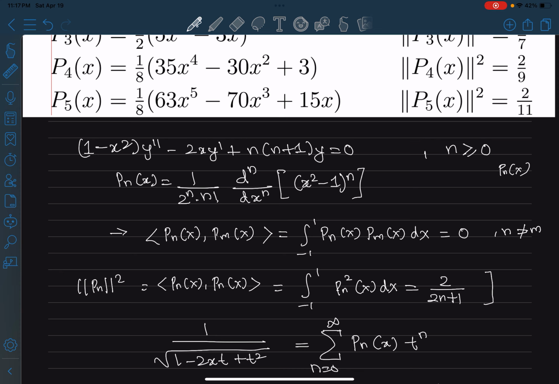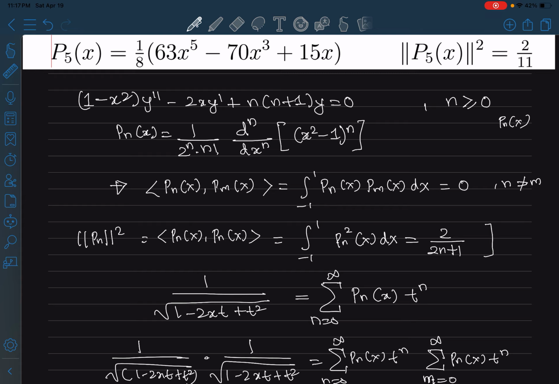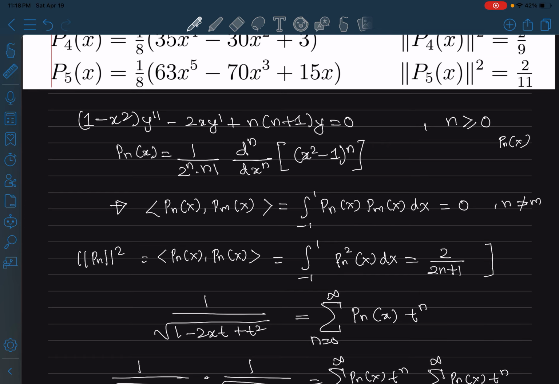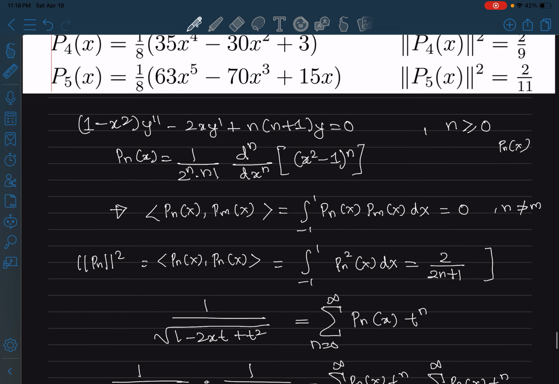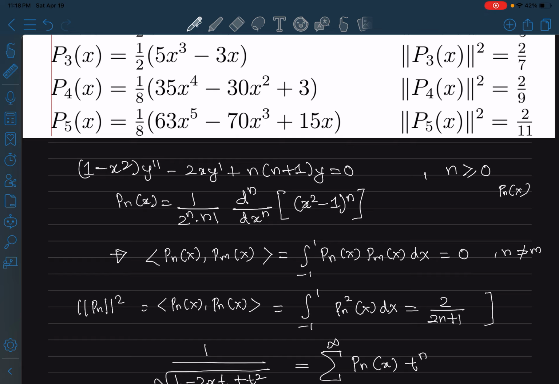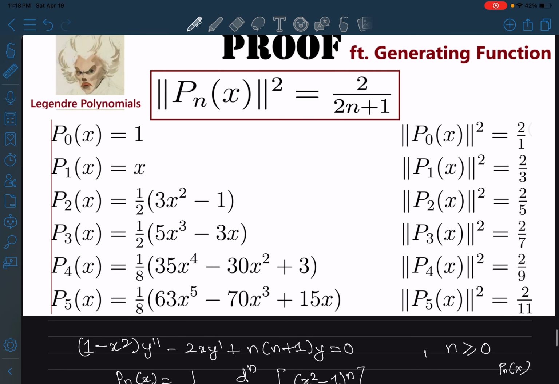So we basically invoked the fact that these are orthogonal to each other, and also their generating function, and also the definition of the inner product for functions and their norm. And with this we proved that for all Legendre polynomials it's 2 by 2n plus 1, and you can see that the results are also consistent: 2 over 1, 2 over 3, 2 over 5, 2 over 7, all these are consistent. So once we have proven it for the general n, we don't need to prove it for any other n. It's proven for all of them.